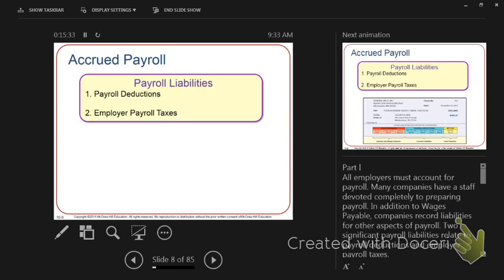There's things like health care, which is not insurance. This is where you can take out for things like a flexible spending account, or it can be to pay for your health insurance. That's the difference between the two.